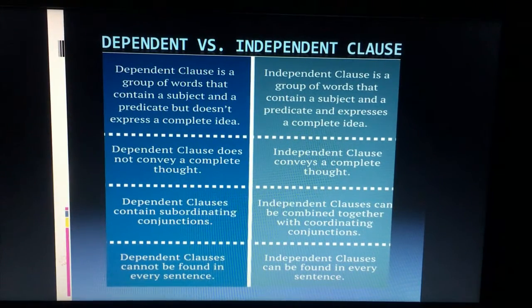Now I am going to show you the difference between dependent and independent clauses. A dependent clause is a group of words that contains a subject and a predicate but doesn't express a complete idea, as I said, and the independent clause, on the other hand, will complete a full idea. The second one: dependent clauses do not convey a complete thought, and the independent clause will give you a complete thought. The third one: dependent clauses contain a subordinating conjunction, and independent clauses can be combined together with coordinating conjunctions. I will come to subordinating and coordinating conjunctions as well. The last one: dependent clauses cannot be found in every sentence, but on the other hand, independent clauses can be found in every sentence. Most of the time we use independent clauses in sentences, and dependent clauses cannot be found every time. We just need to search for them.